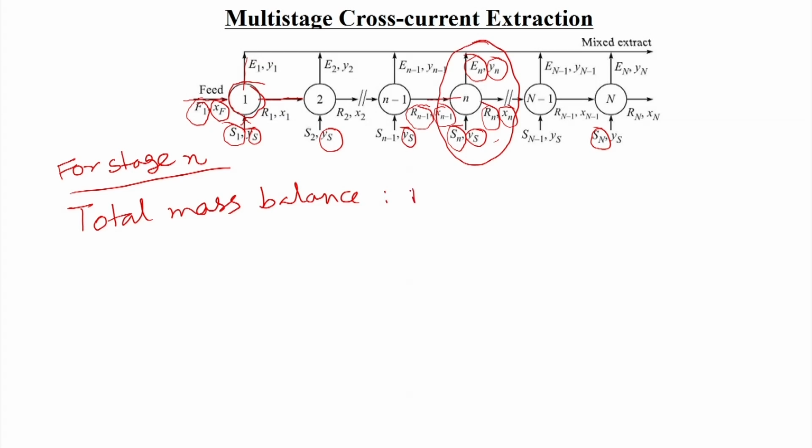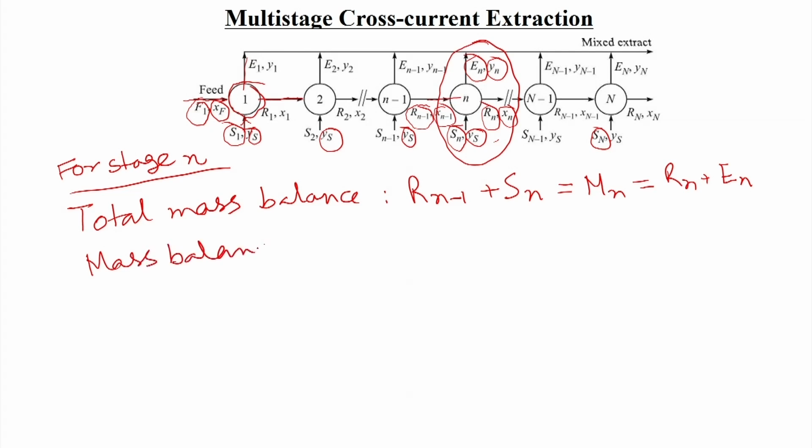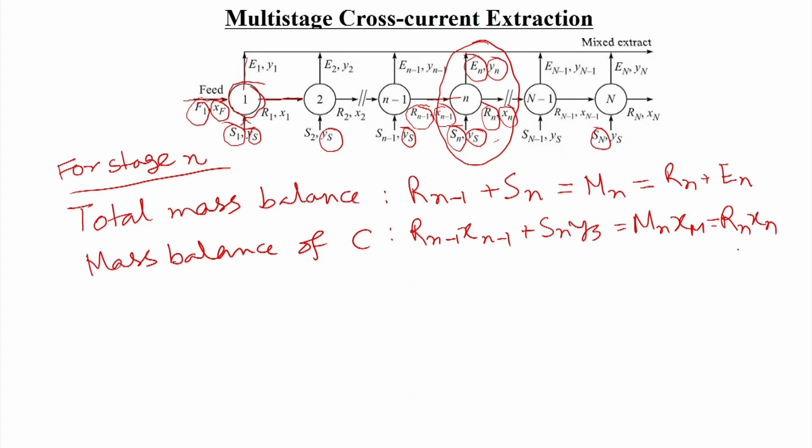will be like this: R n minus 1 plus Sn is equal to Mn, that is nothing but Rn plus En. And the component balance of this is R n minus 1 X n minus 1 plus Sn Ys is equal to Mn Xm, which is equal to Rn Xn plus En Yn.